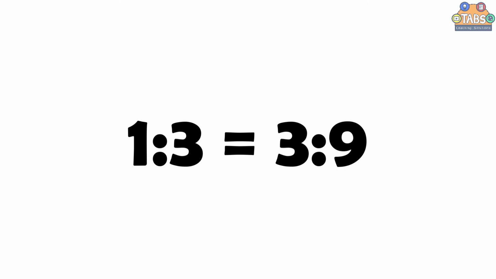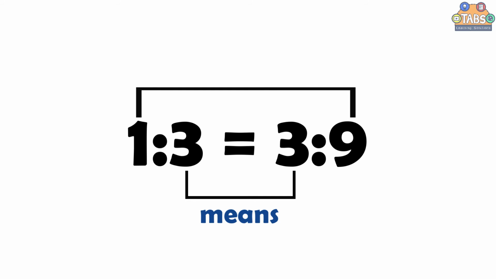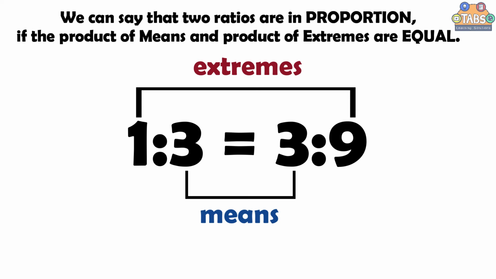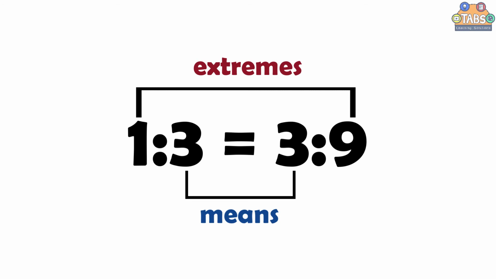Proportion has two parts. The numbers that we find inside are called means, while the numbers outside are called extremes. We can say that two ratios are in proportion if the product of means and the product of extremes are equal. Now let us try. 3 times 3 is equal to 9, and 9 times 1 is also equal to 9. This means that they are a proportion.